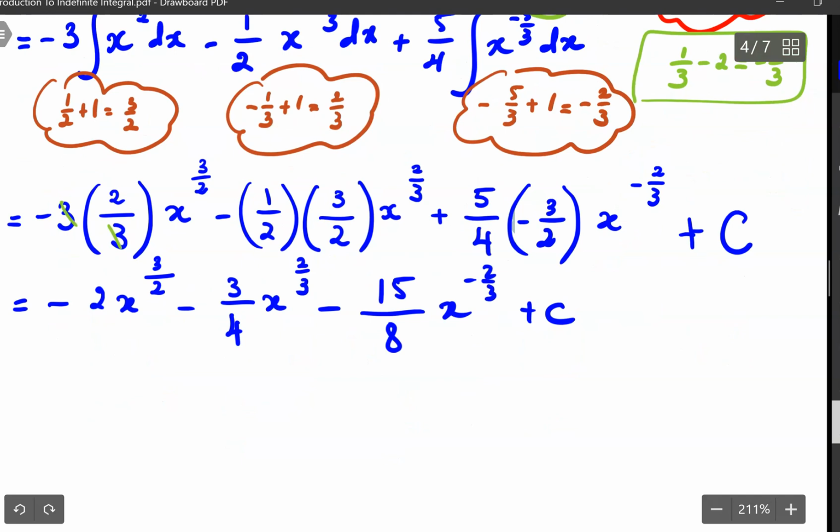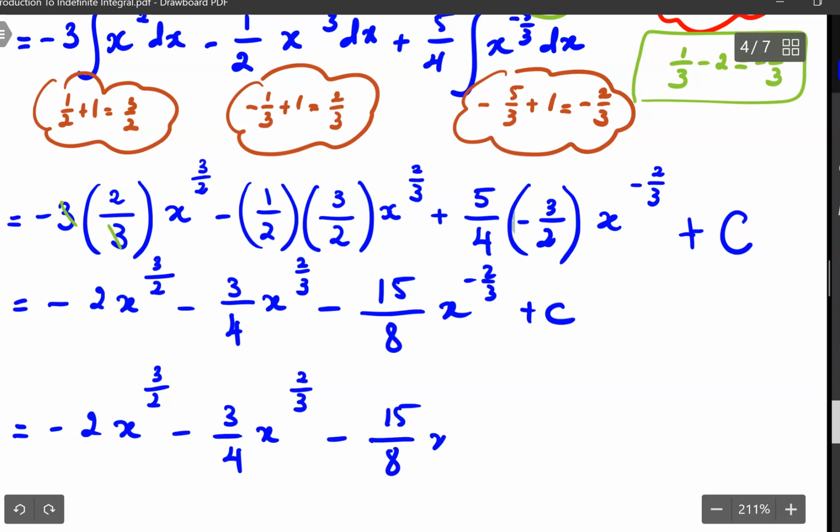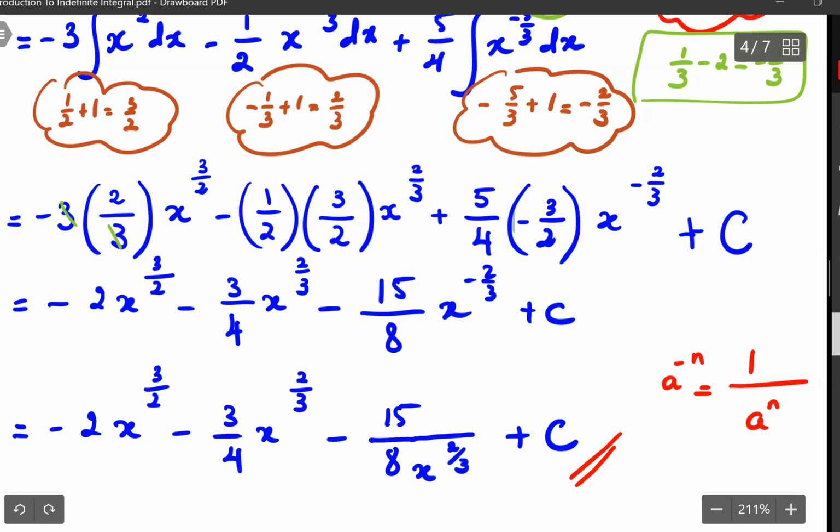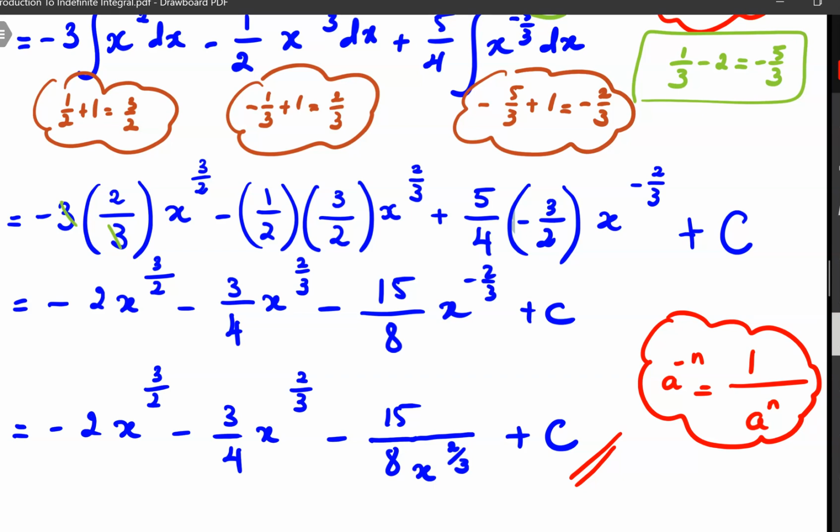But the question asks me to write everything as a positive exponent. Therefore, we just have to write one more step. 3/4 subtract 15/8 x, in this case you are going to write x as a denominator, and then raise it to the positive 2/3. This will be plus c as the final result. Another formula for everyone: a to the negative n can be written as 1 over a to the positive n. You take away the negative sign and divide the entire power into 1.